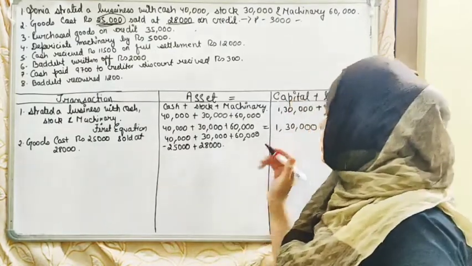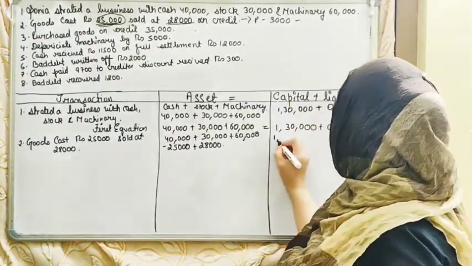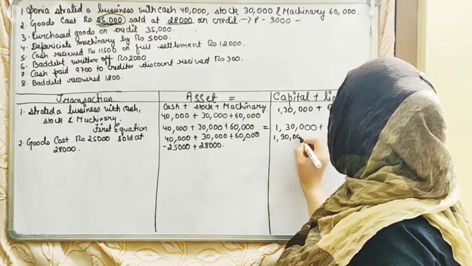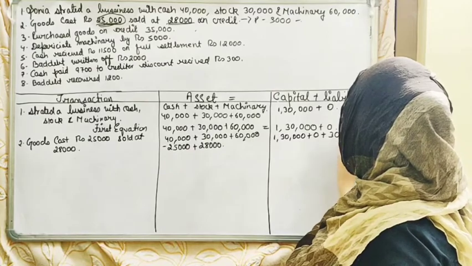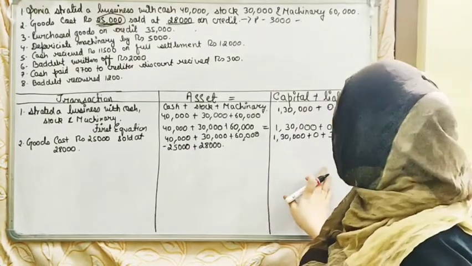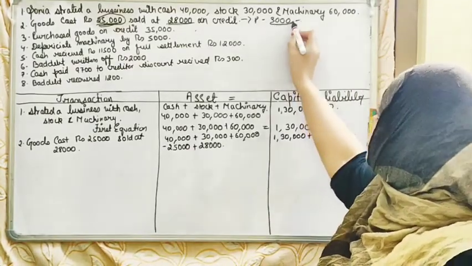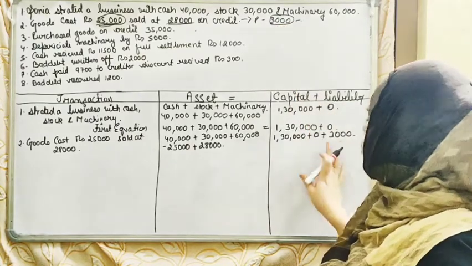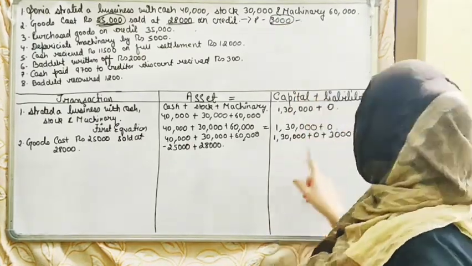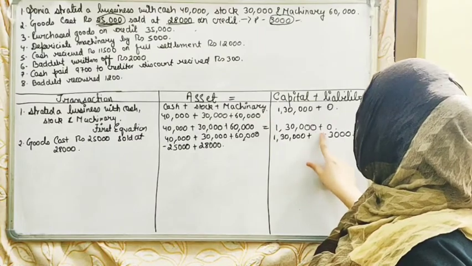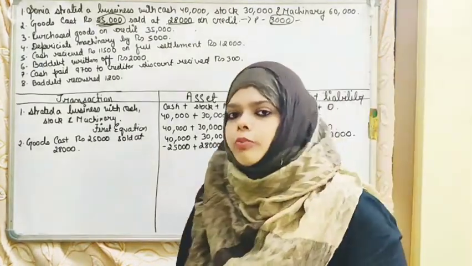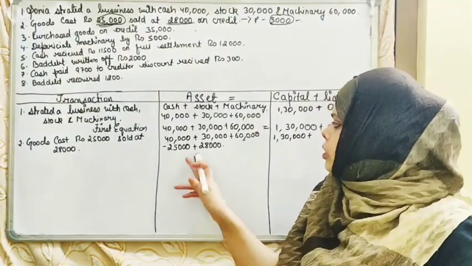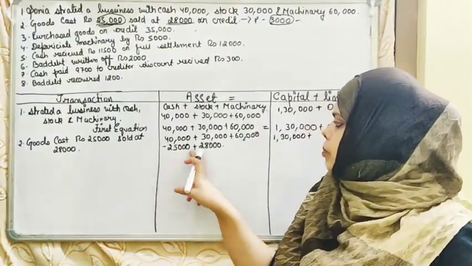So on the liability side, how will we represent it? 1,30,000 plus 0 plus 3,000. Why have we written 3,000 over here? Because we are getting a profit of 3,000 rupees. The 0 is not required, so it is just 1,30,000 plus 3,000 rupees. So we have a stock of rupees this much.